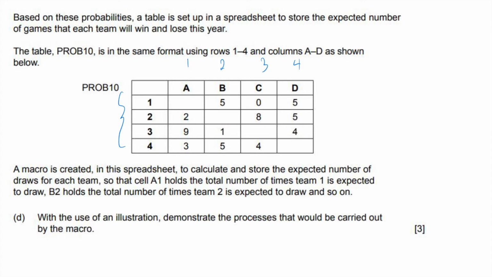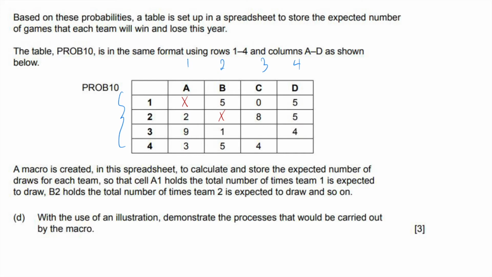A macro is created in the spreadsheet to calculate and store the expected number of draws for each team, so that cell A1 holds the total number of times team 1 is expected to draw, and B2 holds the total number of times team 2 is expected to draw, and so on. Okay, so right here, that means that this is the number of times that team 1 is expected to tie with another team. Draw just means tie.